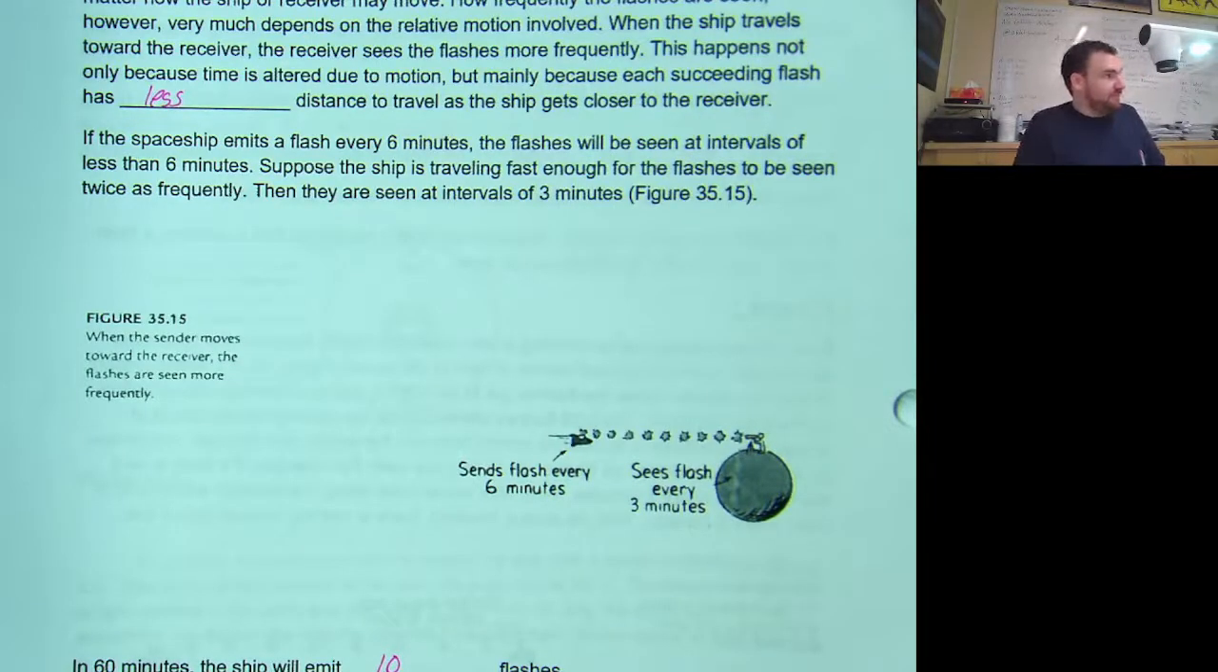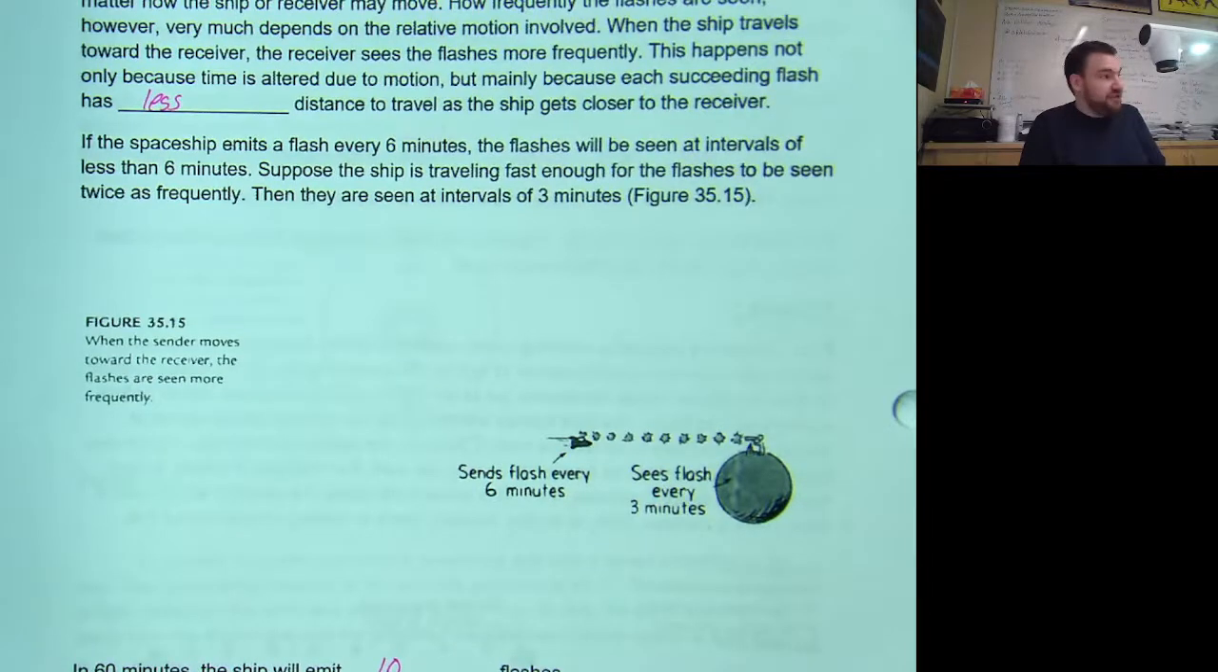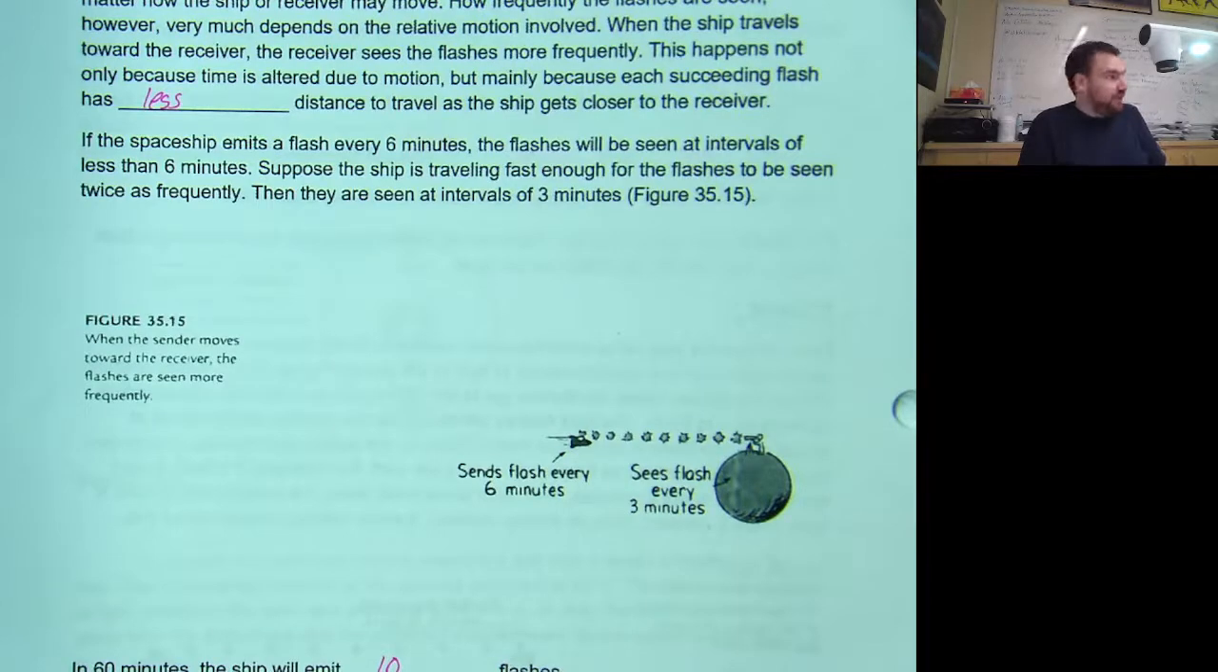That's weird. What's weird about this? What's disagreeing with Franklin? Well, if you're on the ship, it takes you an hour to send these flashes. If you're on the Earth, you experience the flashes in 30 minutes. What do you mean? Wouldn't they not have happened?